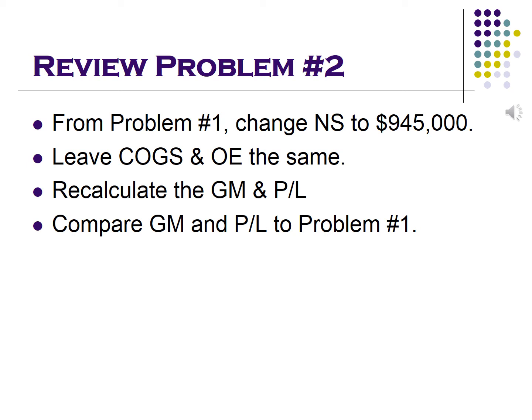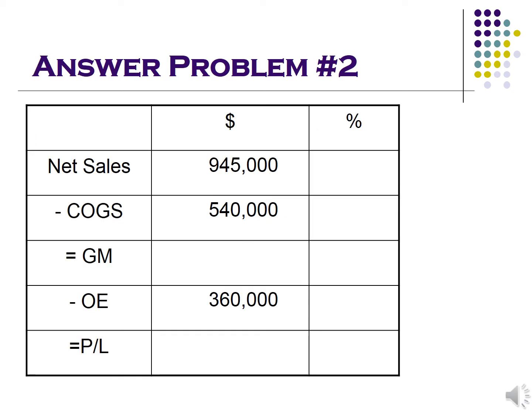So in this second problem, as compared to problem number one, we're leaving everything else exactly the same, except that we're changing net sales from $1 million to $945,000. Let's try to recalculate the gross margin and profit in both dollars and percentage. You may pause the video for now while you're working on the problem.